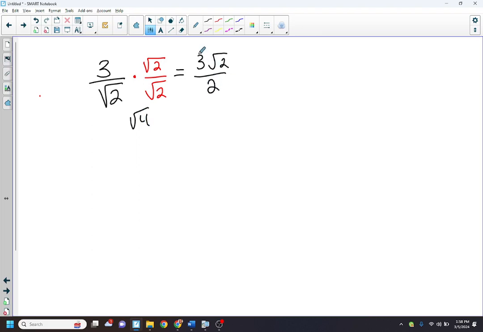So just 2. If you could simplify, try to simplify. But this is a 2 on the outside. This is a 2 on the inside. They don't interact, okay? So you're finished there.